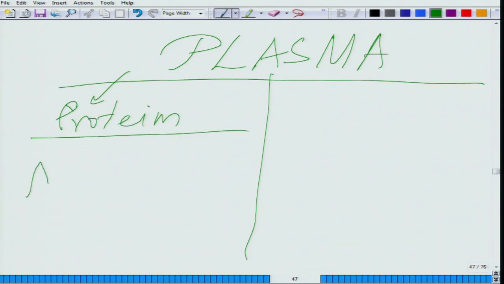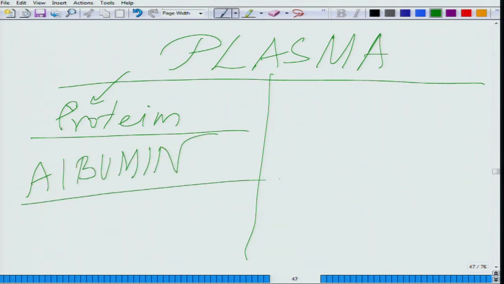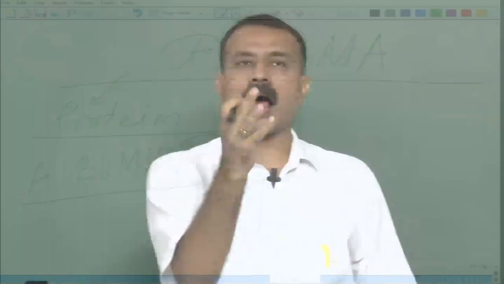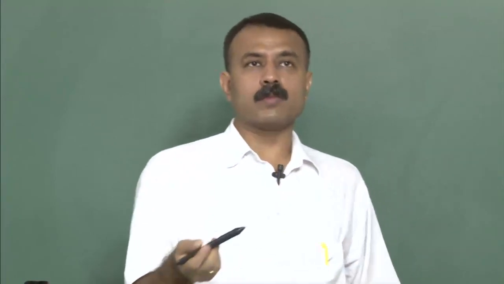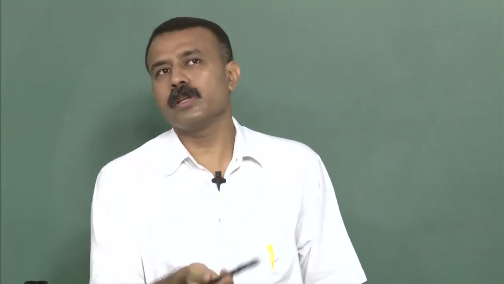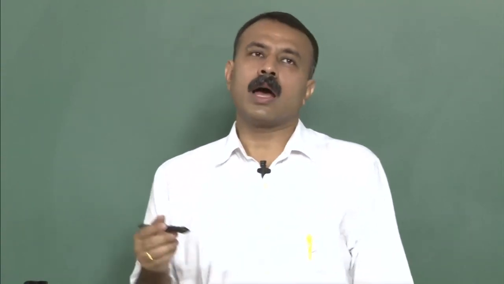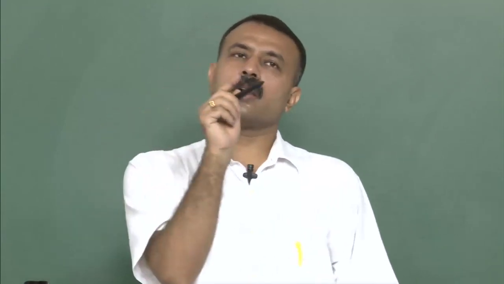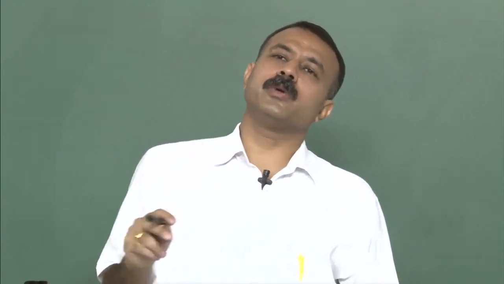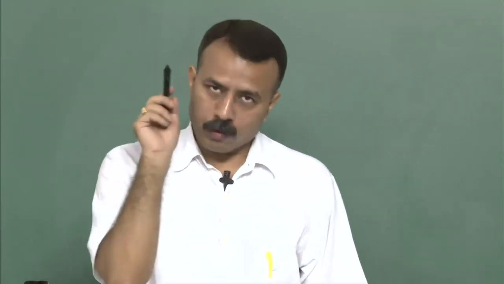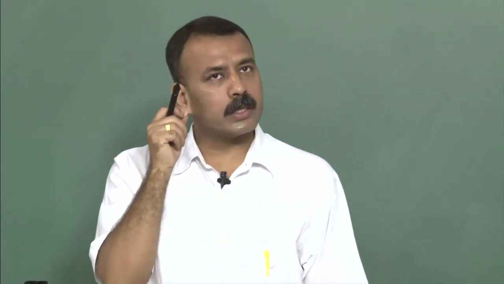This plasma protein, the major contribution is made by albumin. Albumin, all of you are aware of that, is one of the major egg proteins. In the egg you have this albumin protein, bovine serum albumin and so on. So, albumin is one of the major chunks, approximately 60%. Apart from albumin, in clotting I highlighted that you will be needing fibrinogen. So, fibrinogen is another component which is present there.